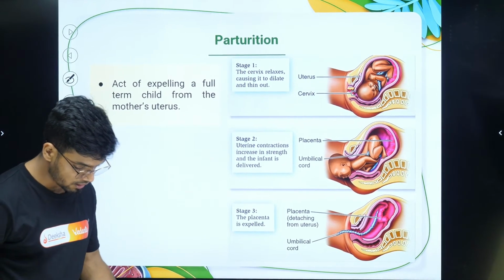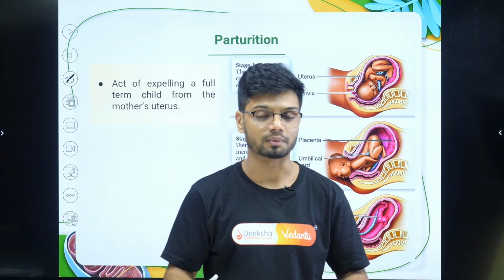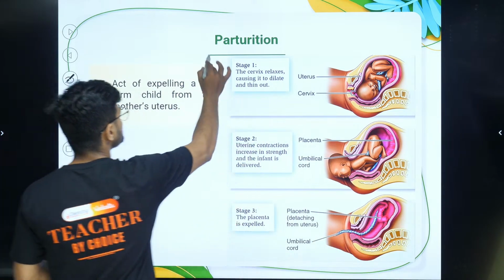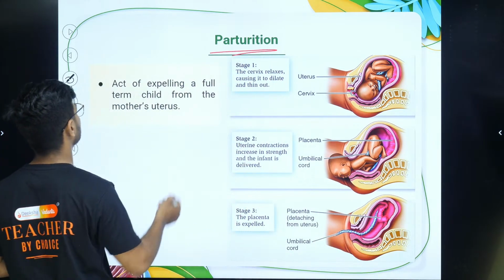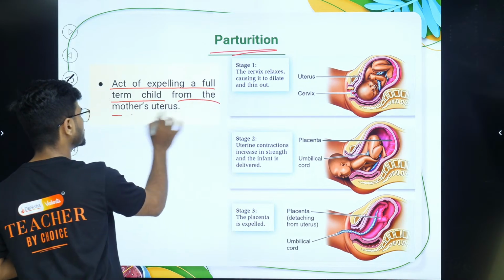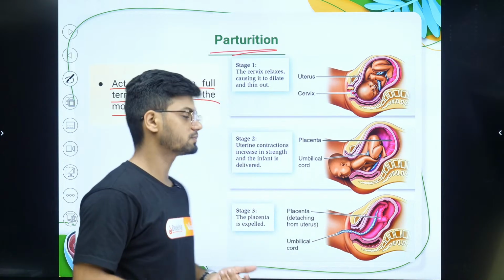Finally we have parturition. Parturition means delivery of the baby. What do we call the delivery of a baby? Parturition. Parturition is delivery of the baby, the act of expelling a full-term child from the mother's uterus. Childbirth from the uterus, we call it parturition.